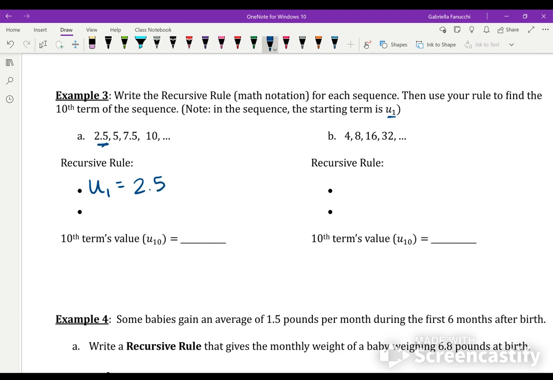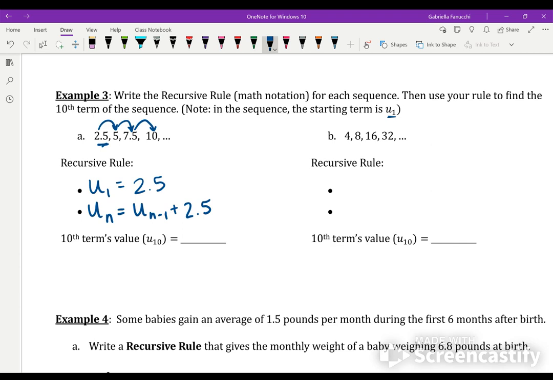What's the next part of the rule? It's going to be the next is equal to the previous plus, minus, or times something. So U sub n is equal to U sub n minus 1. And I go from 2.5 to 5 to 7.5 to 10. I can see here that I'm adding 2.5 each time.